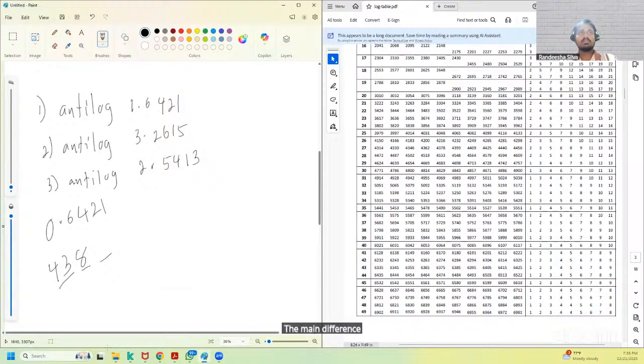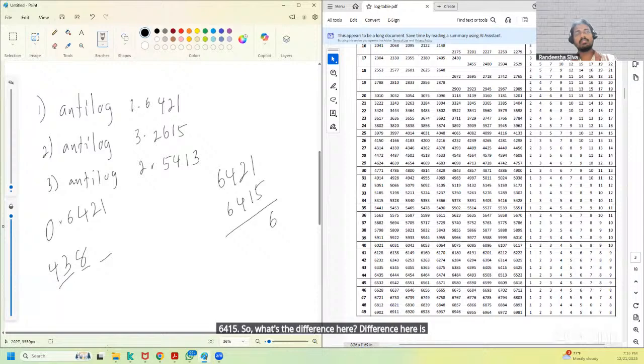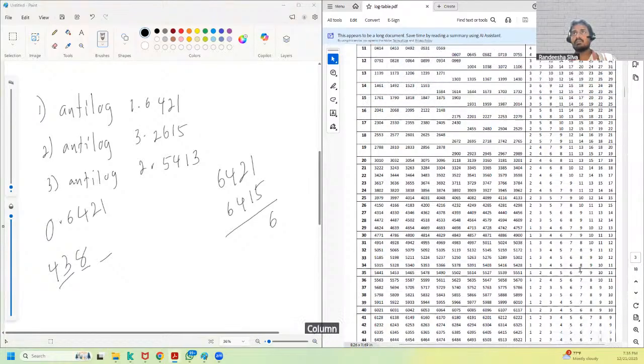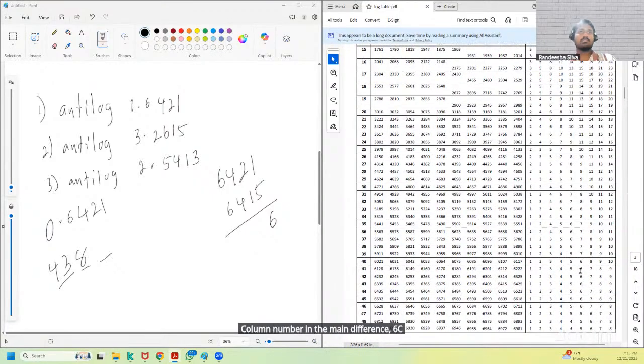6421 is the expected value we need, but we got 6415. So what's the difference here? The difference is 6, right? We have to find a 6 here. 6 is here. So then we have to find the column number in the mean difference. 6 is in the sixth column.